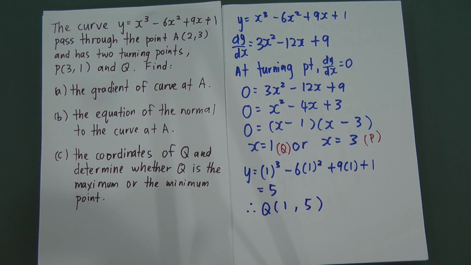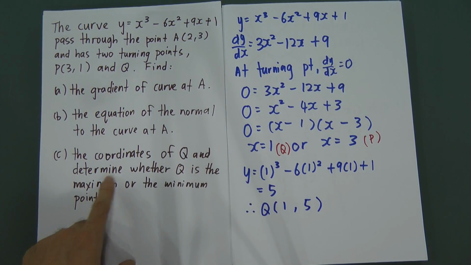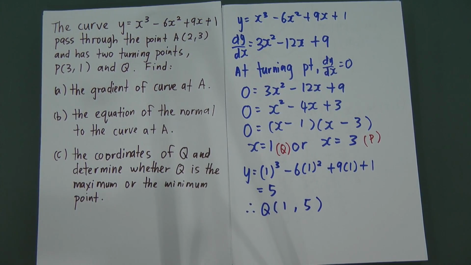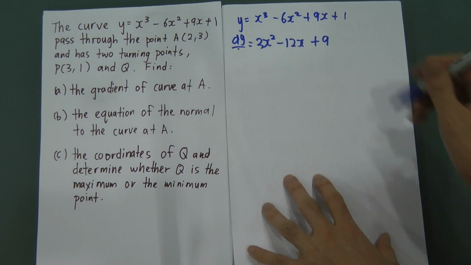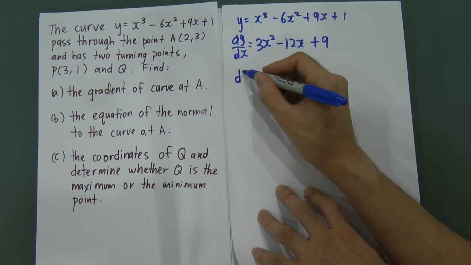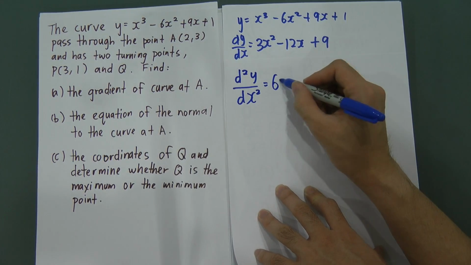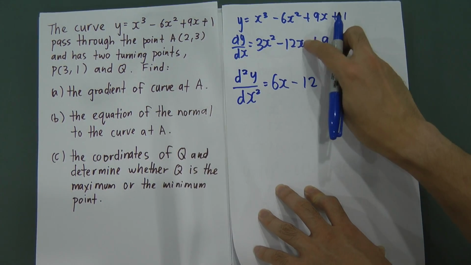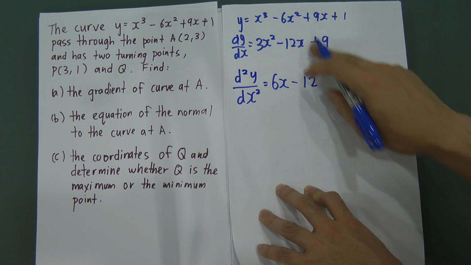After you get the Q coordinate, he asks you to find the coordinates of Q and determine whether Q is the maximum or minimum. So what I mentioned just now, you need to determine, you just differentiate one more time, the second time. I already differentiated one time, so I differentiate one more time, called d2y/dx squared. Move the 2 in front, you get 6x. Then minus 12, because 12x is power 1, 1 minus 1 gives power 0, which equals 1, so negative 12 times 1 is negative 12, and the number you just ignore.